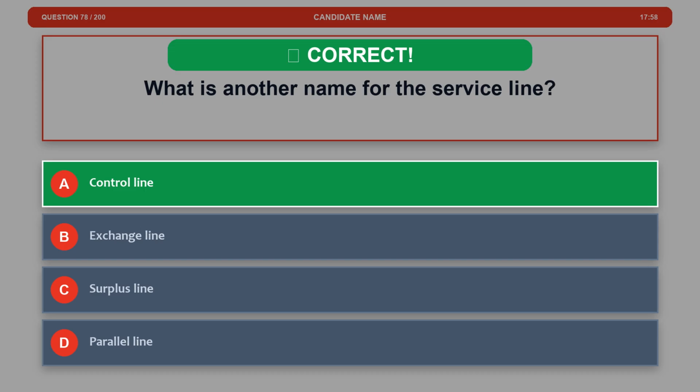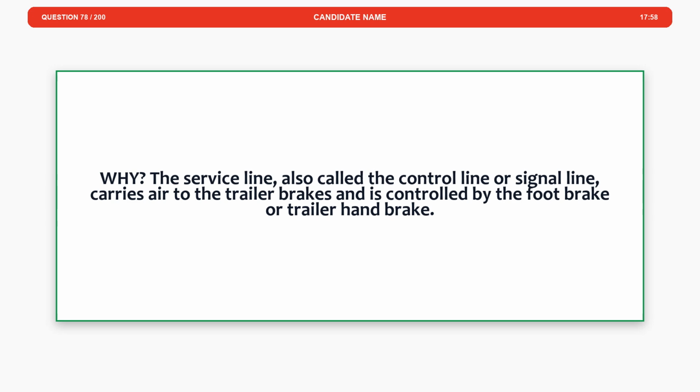The correct answer is option A, control line. Explanation: the service line, also called the control line or signal line, carries air to the trailer brakes and is controlled by the foot brake or trailer handbrake.